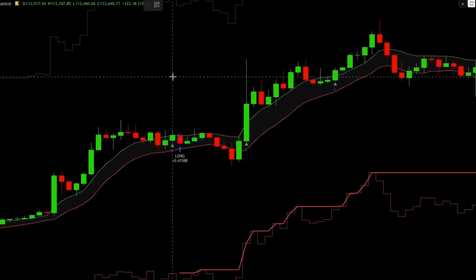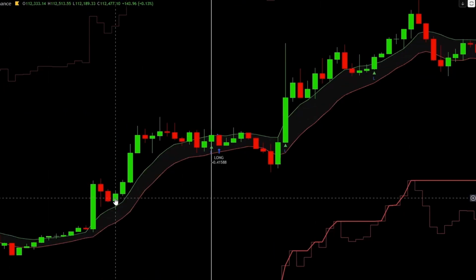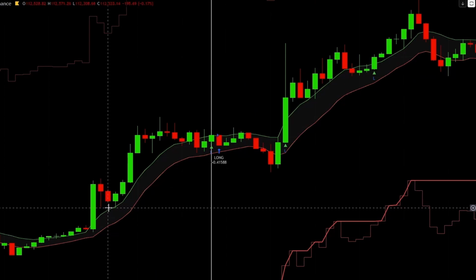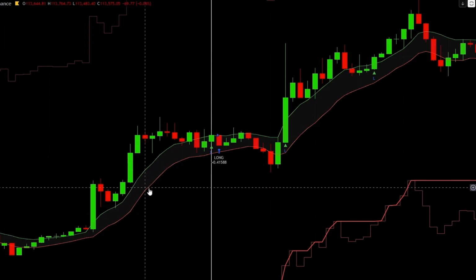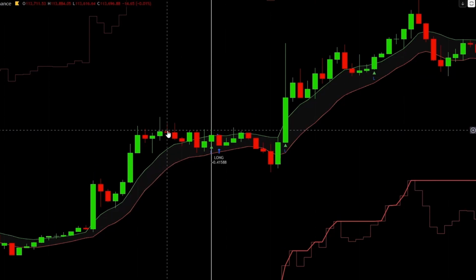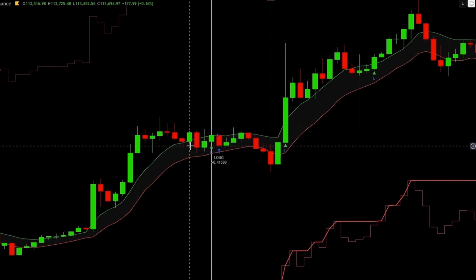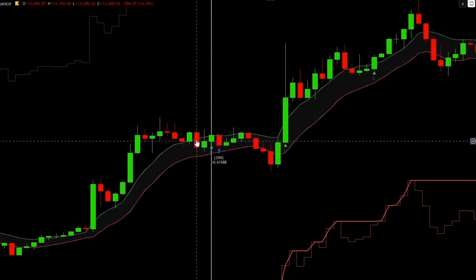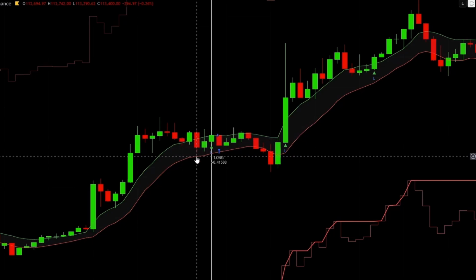Okay, here we have a very long entry. For a long entry, we need to see the opposite. So the price needs to close above both of the EMAs, which are these two lines. Then we are waiting for a pullback candle that closes inside the EMA channel, which is this candle. As you can see, it closed right here, below the upper EMA channel and above the lower EMA channel.